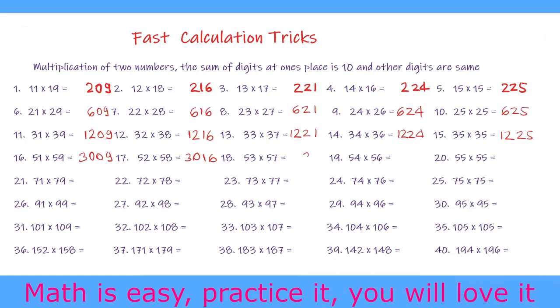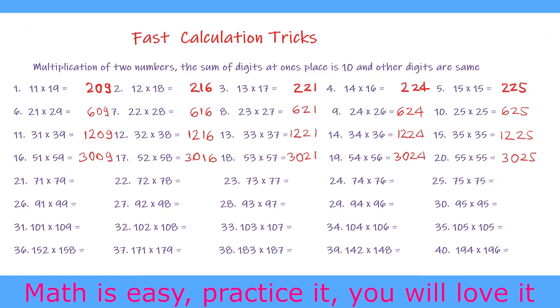7 times 3 is 21 and 5 times 6 is 30. Similarly, 54 multiplied by 56: 6 times 4 is 24 and 5 times 6 is 30. And 55 multiplied by 55: 5 times 5 is 25 and 5 times 6 is 30. So 3025. Now 61 to 65, you do it by yourself.